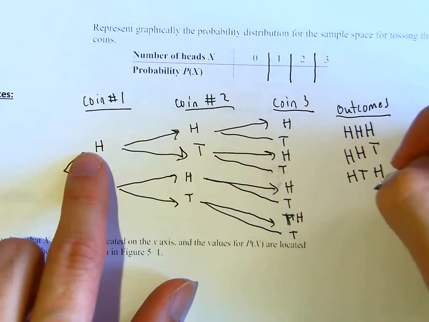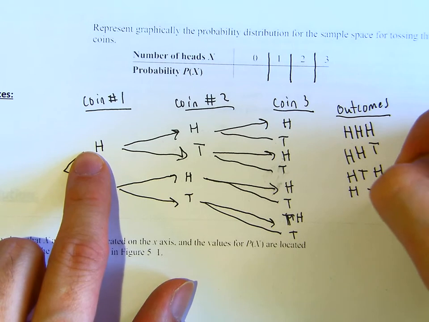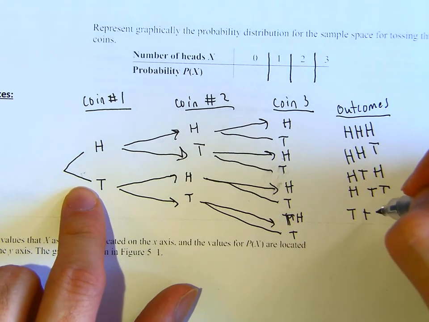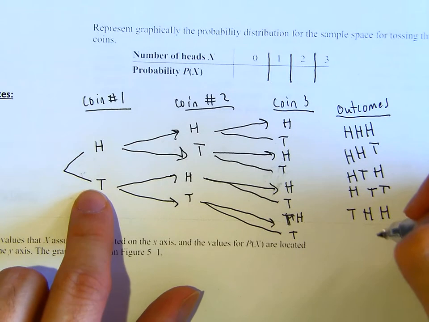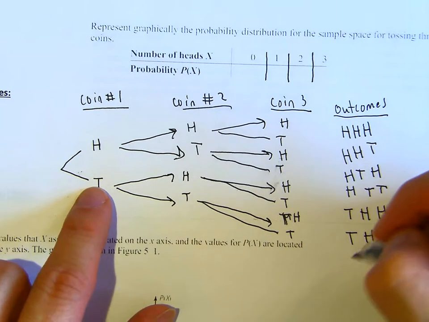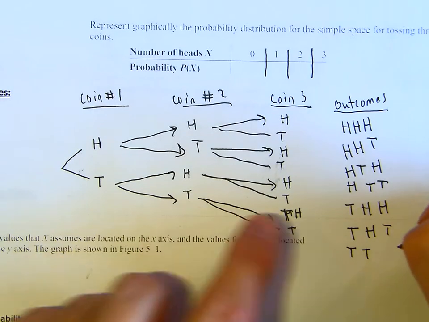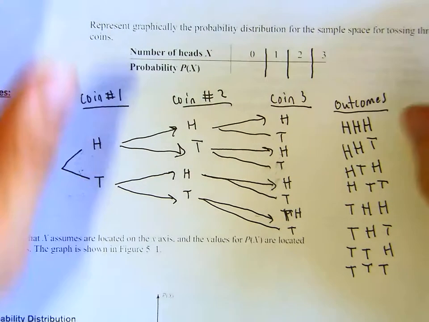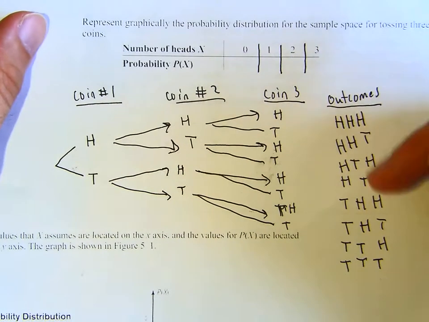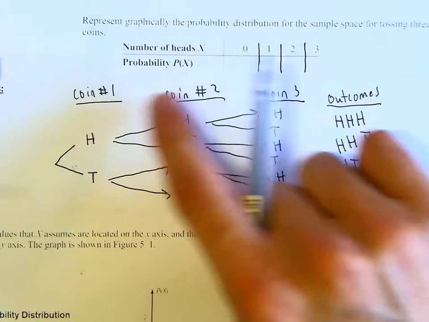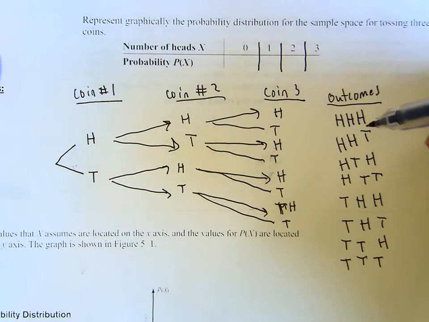You could get heads, tails, tails, and then what else could happen? You can get tails, heads, heads, tails, heads, tails, tails, tails, heads, tails, tails, tails. Okay. So these are all the possibilities. Notice how many possible outcomes could occur from flipping 3 coins. There are 8. There are 1, 2, 3, 4, 5, 6, 7, 8.